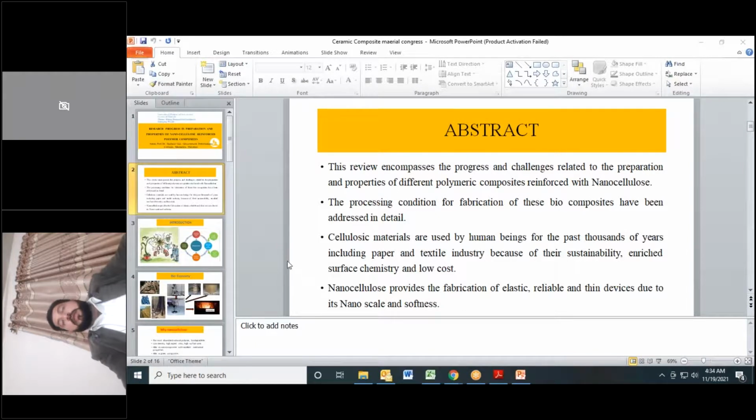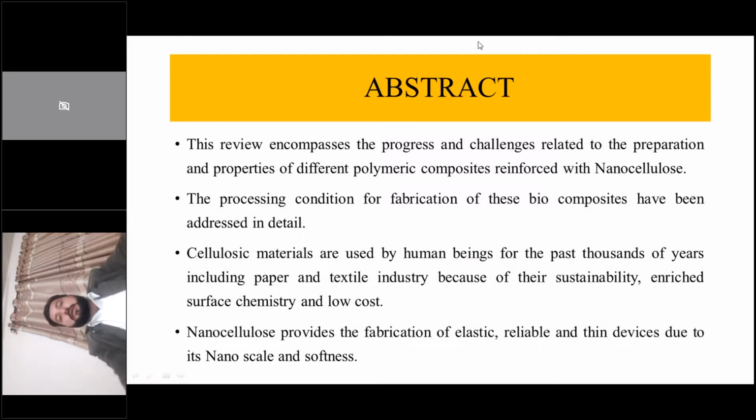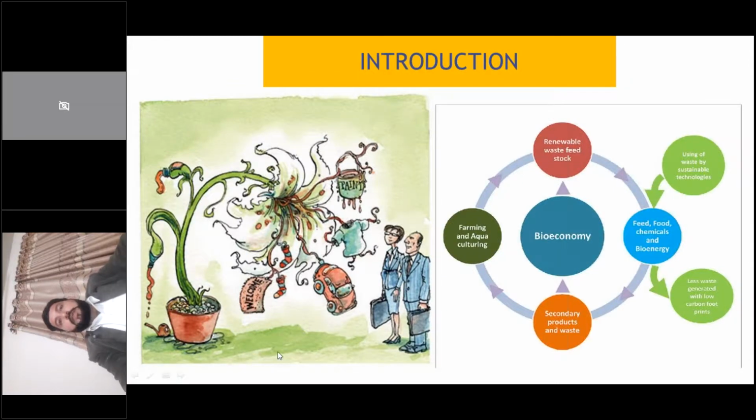Cellulosic materials have been used by human beings for thousands of years, including in paper and textile industries, because of their beautiful properties like sustainability, enriched surface chemistry, and low cost. Similarly, nanocellulose, which is obtained and synthesized from natural cellulose, is used for the fabrication of very elastic, reliable composites, which have very good mechanical and thermal properties, and which can be utilized in many industries.